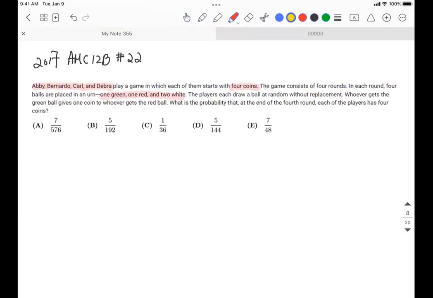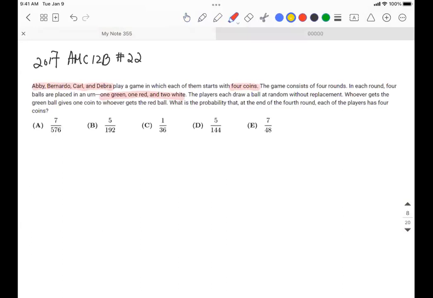Whoever gets the green ball gives 1 coin to whoever gets the red ball. Okay, so you see, you have 3 colors, 1 red, 1 green, 2 whites. So the people who get 2 whites, they don't really do anything, but the green and red basically do a coin pass. Now, what is the probability that at the end of the 4th round, each of the players has 4 coins? It means at the very beginning, everyone has 4 coins, and after all of this, nothing has changed. Still, everyone has 4 coins.